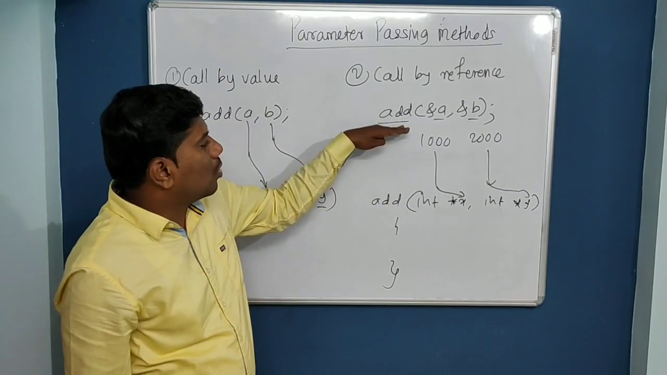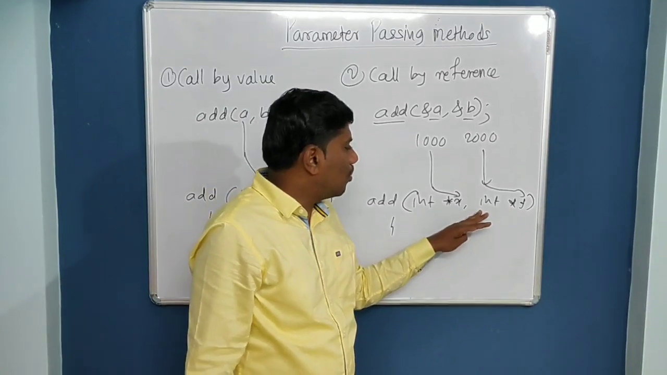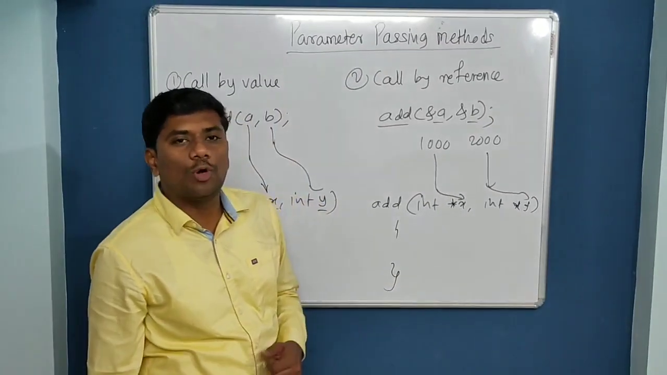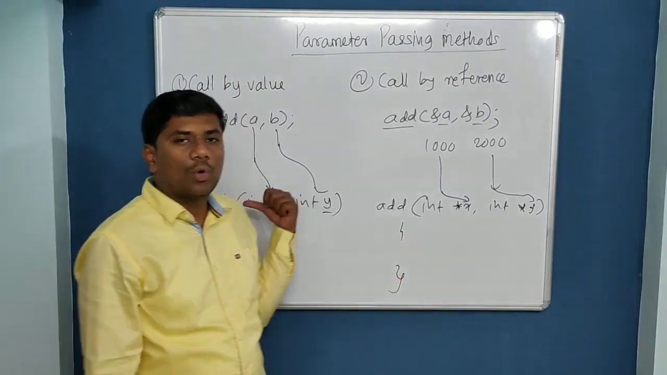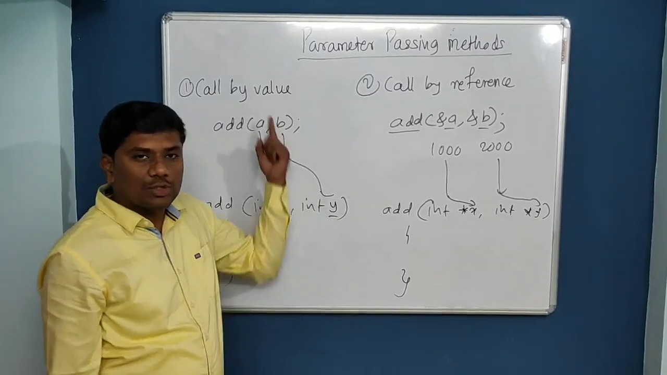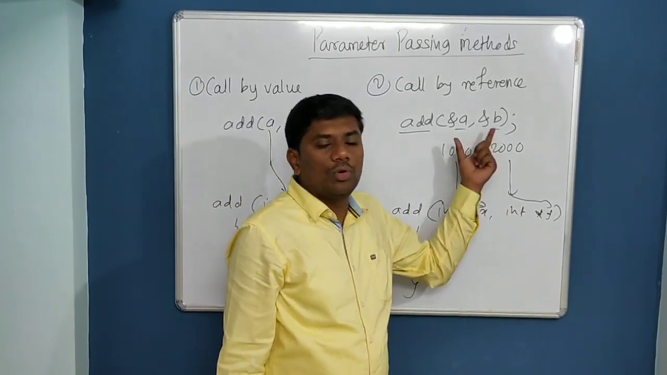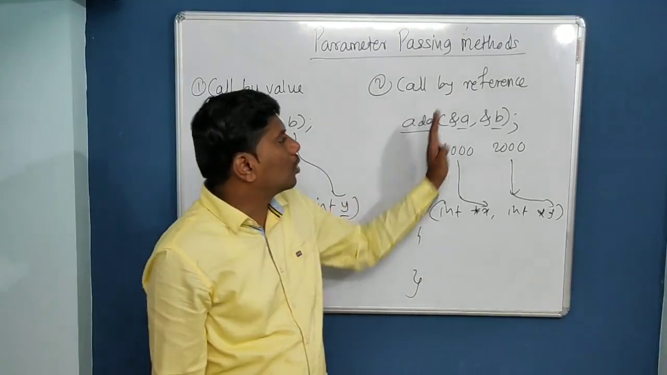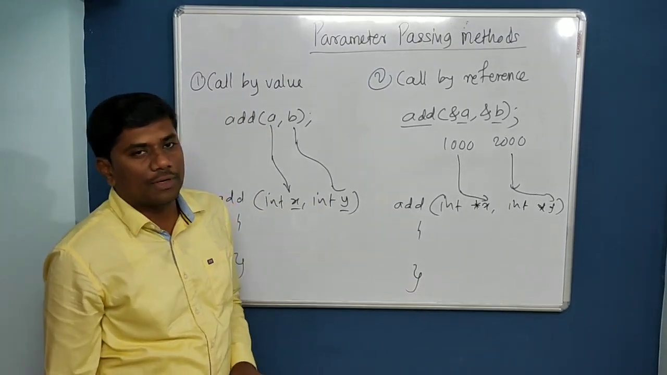Getting? Now we are calling the function by passing addresses of actual parameters. These addresses will be copied into formal parameters, and if we perform any operation on these formal parameters, they will affect the original values. This is not the case with call by value. In call by value, operations on formal parameters will not affect the original values, but here they will. For call by value, we don't require pointers. For call by reference, we require pointers. So you should remember these three differences.